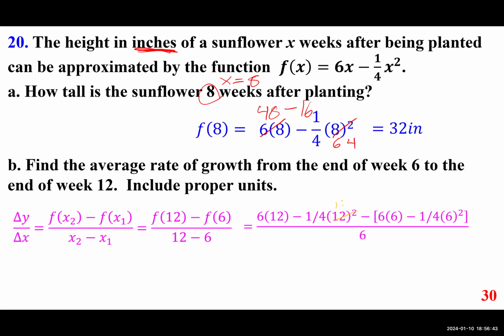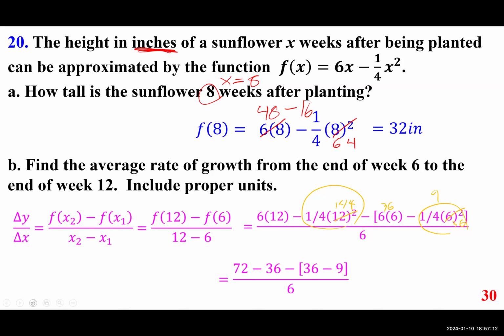This is 144. Divided by 4 or multiplied by 1/4. Makes no difference. It's 36, so minus 36. Obviously, this is 36. This is 36 with the 1/4. That is division. 36 divided by that becomes 9. So we have those.